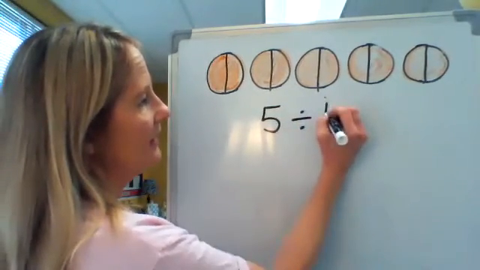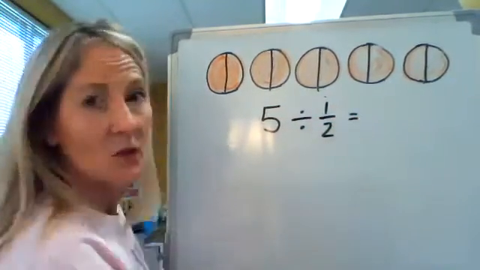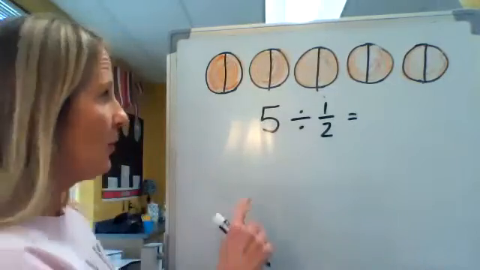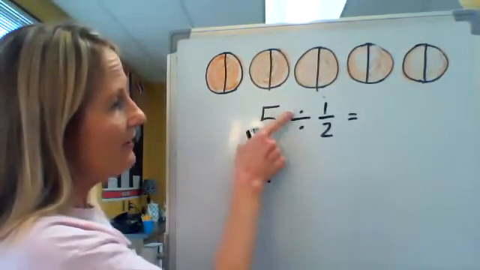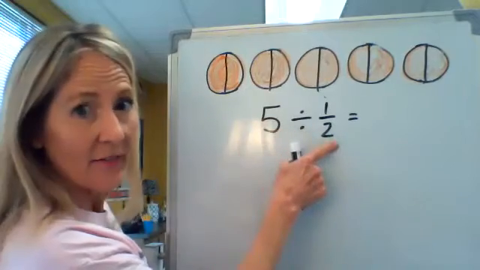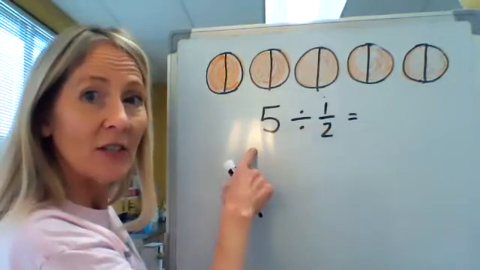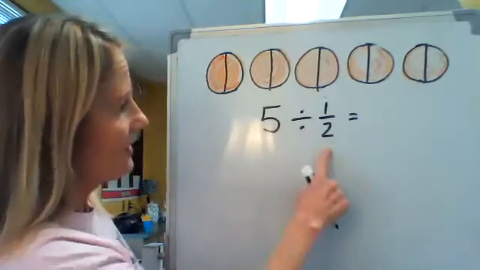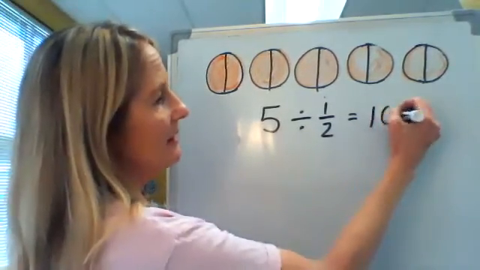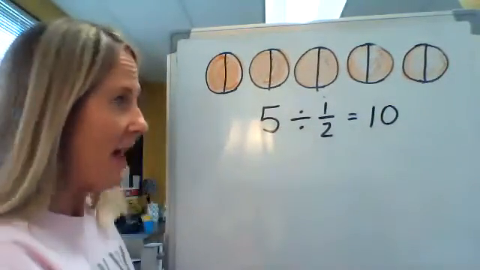5 divided by 1/2. Because remember, when we're dividing, we're asking 5 has how many groups of a half? If I have this much, 5, how many groups of a half can I make? And the answer here is I can make 10 groups of a half.